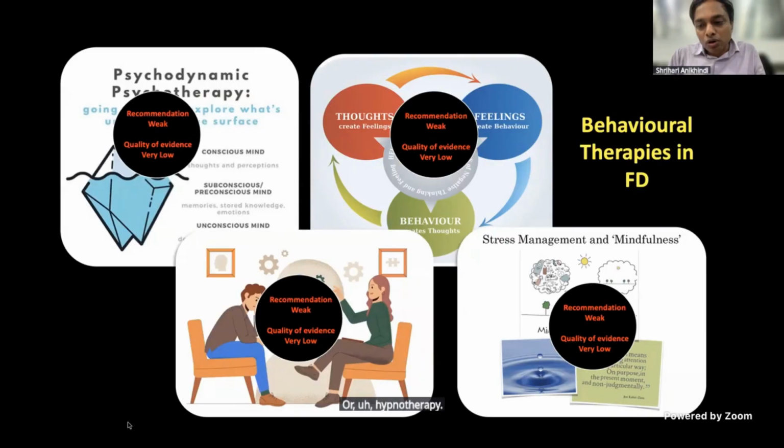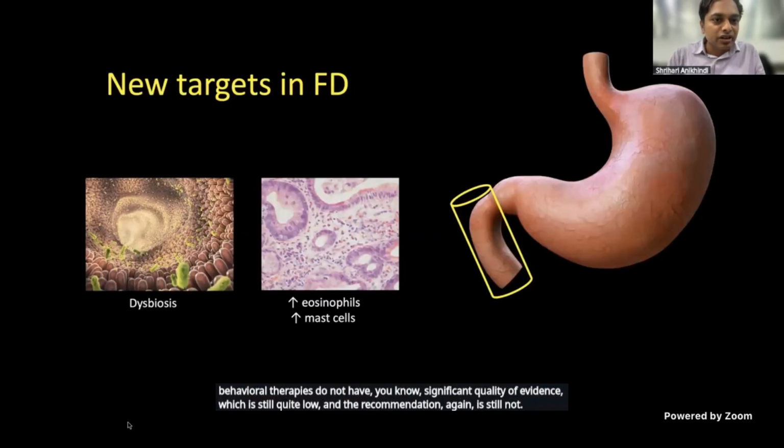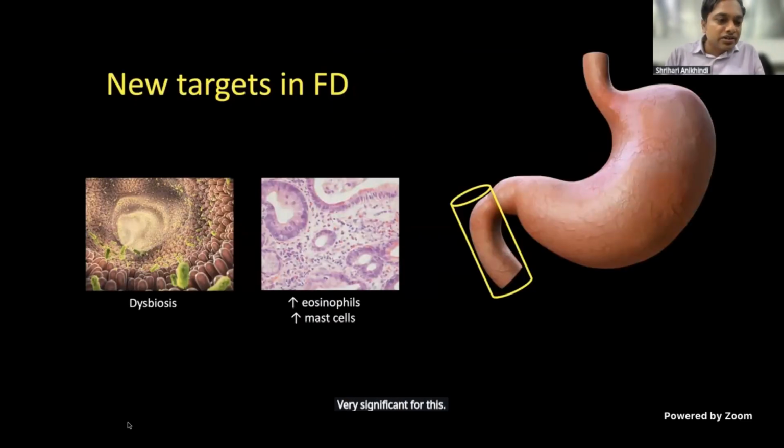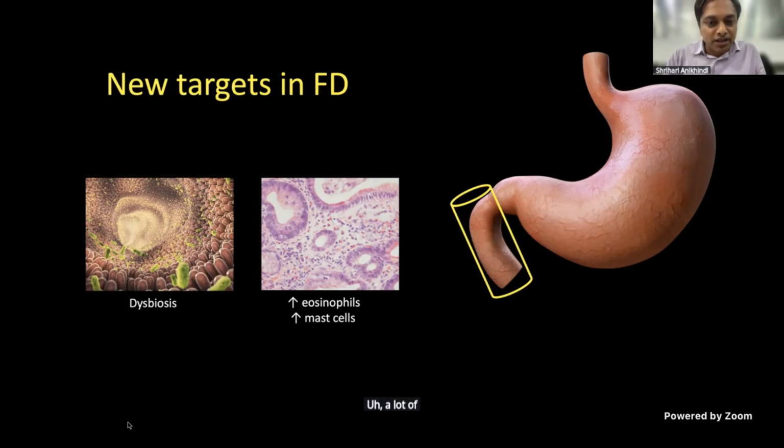I will not go into most of these details, but again, these behavioral therapies do not have significant quality of evidence, which is still quite low, and the recommendation is still not very significant for these. The newer targets now are working on the duodenum. It is thought that duodenal dysbiosis or duodenal inflammation, where there's an increase in eosinophils and mast cells, are known to cause a lot of dyspepsia in patients.